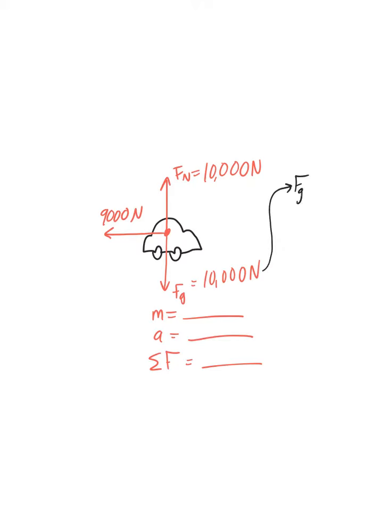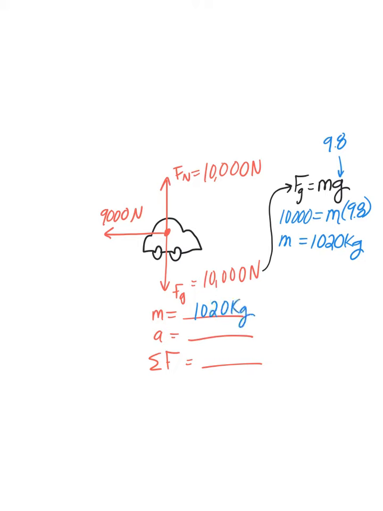Remember, Fg is equal to mg, mass times gravity. And remember that g is 9.8 on Earth. Okay, so that means that Fg is 10,000. Put that there. We have our m is what we're looking for, and g is 9.8. So you can find that just by dividing. So that makes our mass 1020, and we always measure in kilograms. Okay, so 1020 kilograms.